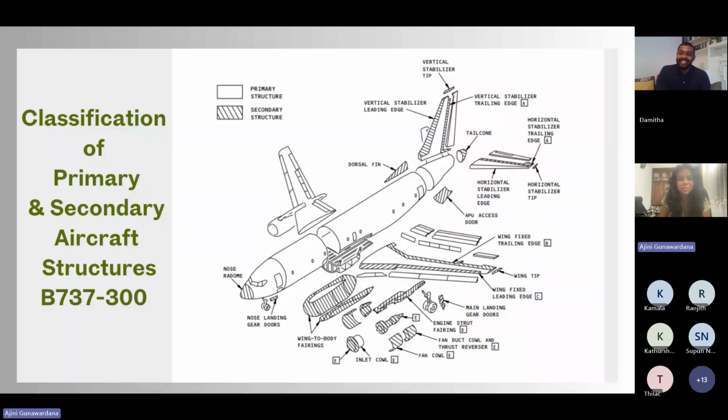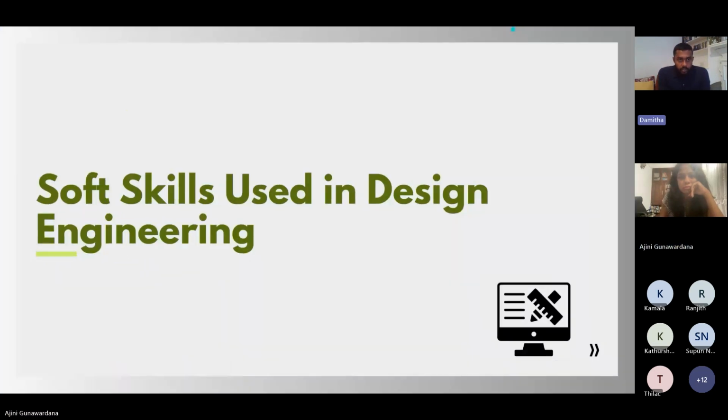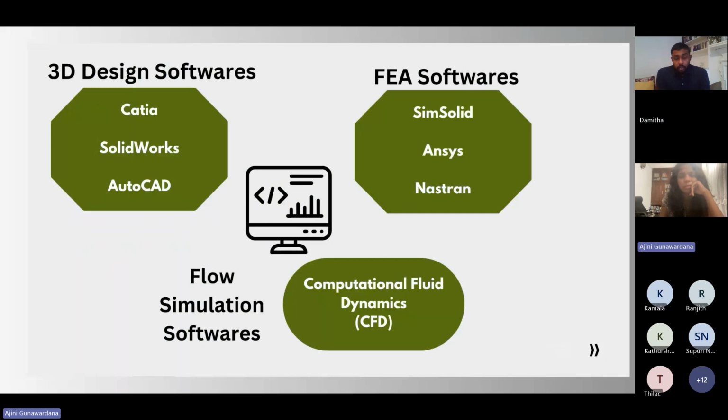Yeah, I think maybe just move into the soft skills a little bit. Soft skills. So if you go to that slide, I can talk about the softwares that are used. Yeah. Can you see? So yeah.